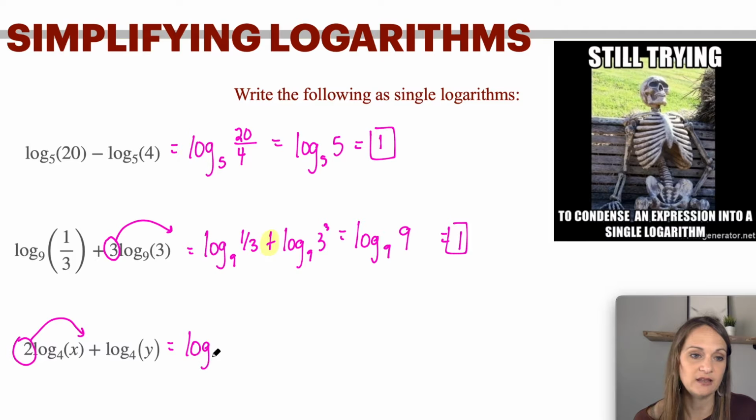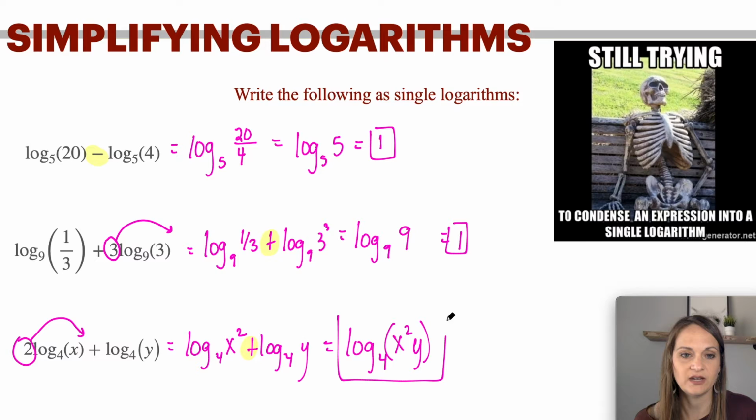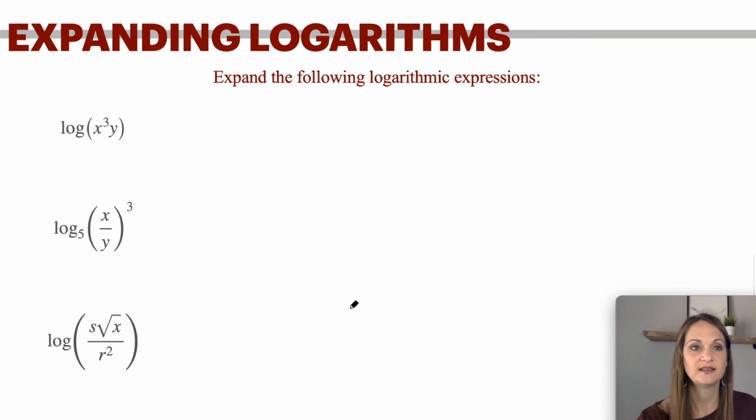And since we have the log of a number with the same base, it's going to be 1. Same thing here. We have a number in front, which means it was originally an exponent. So we can say log base 4 of x squared, plus log base 4 of y. Because of the plus sign, just like subtraction means division, the plus sign means I can make them one log by multiplying them together, and you are done.